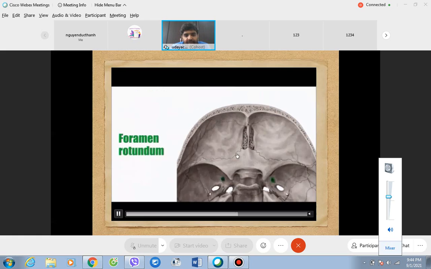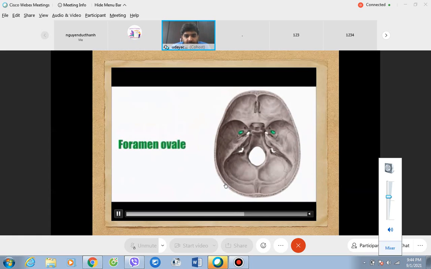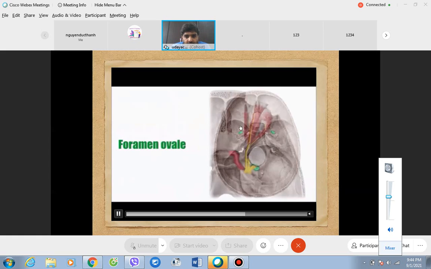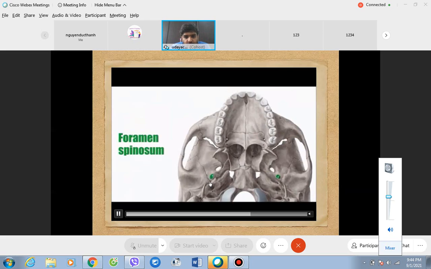The greater wings also have three important foramina, namely the foramen rotundum, which transmits the maxillary nerve, the foramen ovale, which transmits the mandibular nerve, and the foramen spinosum, which is located in the posterior part of the greater wing and transmits the middle meningeal vessels.